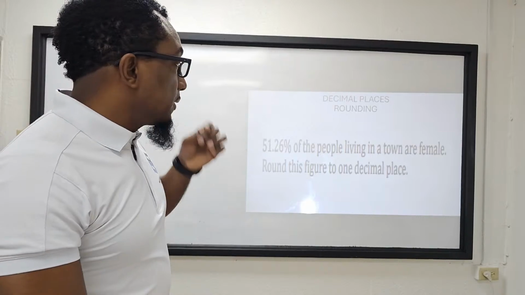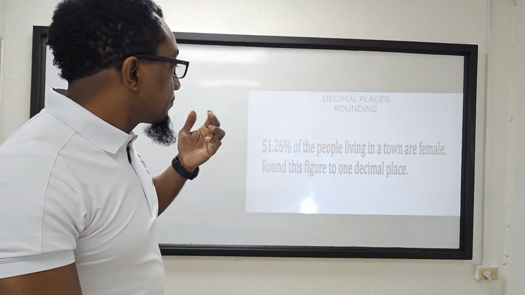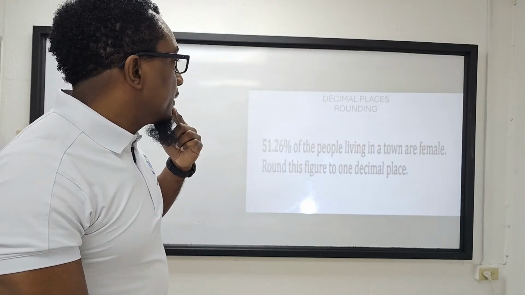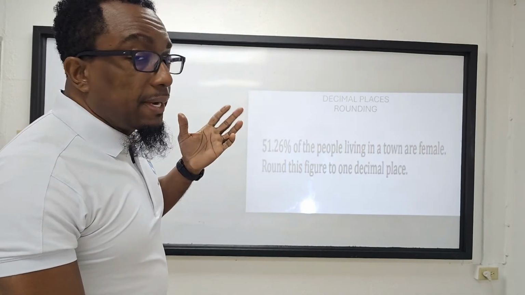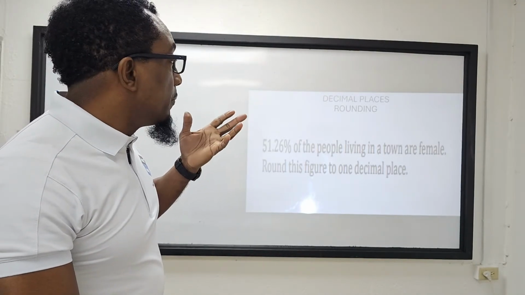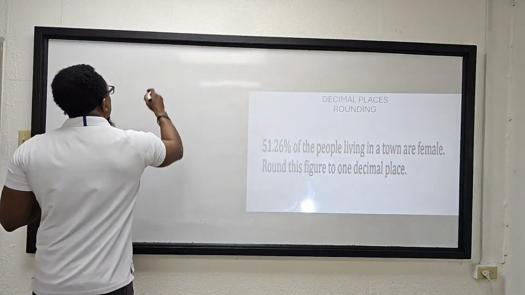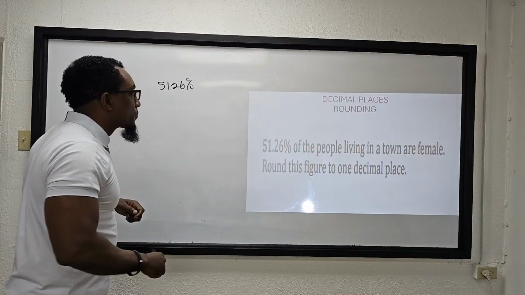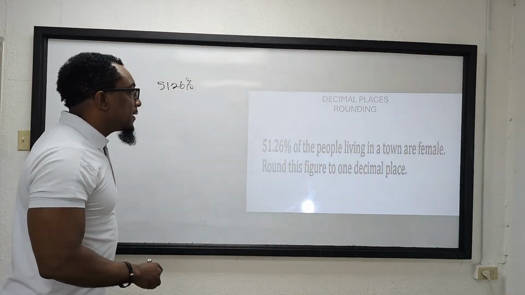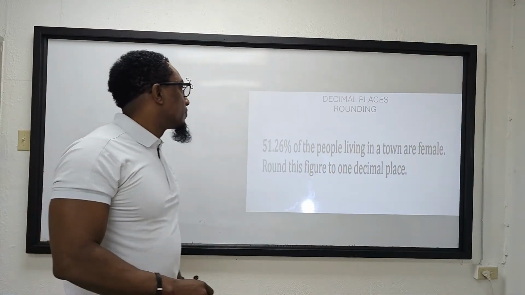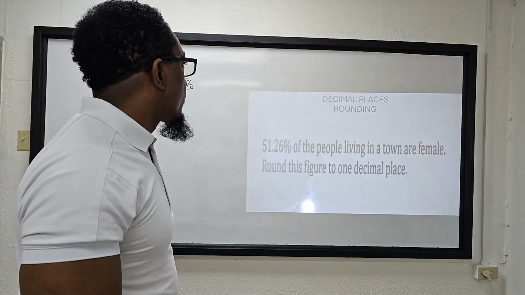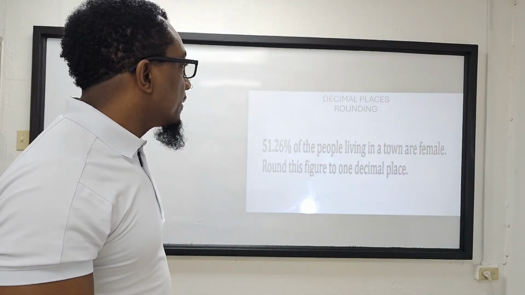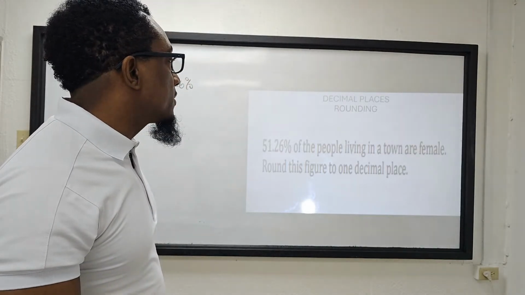So it's a percentage, and we know a percentage can simply be represented as a fraction, but then it's 51.26%, which is the same as... Right, I want to round this figure to 1 decimal place. Let's round that figure to 1 decimal place.